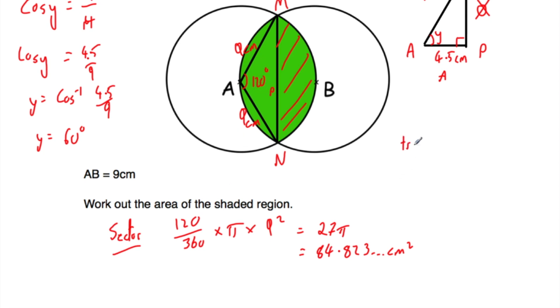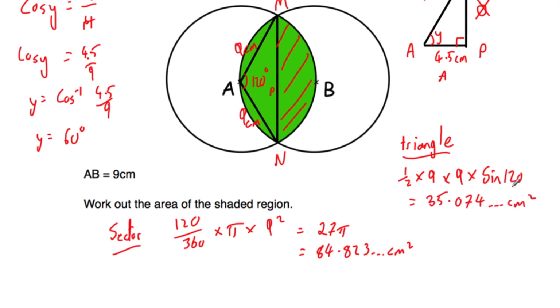So let's do the triangle. For the triangle, we know the two sides, which are the radii, 9 centimeters and 9 centimeters, and we've got the angle between them. So it's going to be half times 9 times 9 times sine of 120. And that's equal to 81 times root 3 over 4, or 35.074 and so on centimeters squared. So we now know the area of this sector, AMN, and we know the area of the triangle, AMN. And if we take them away, we'll get this shaded region in here.